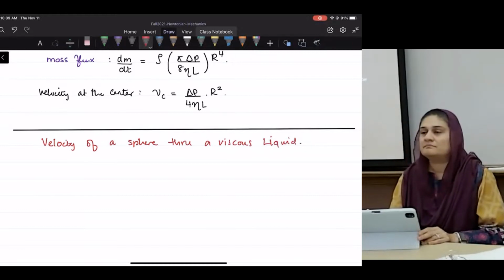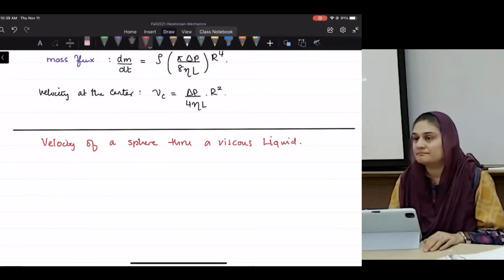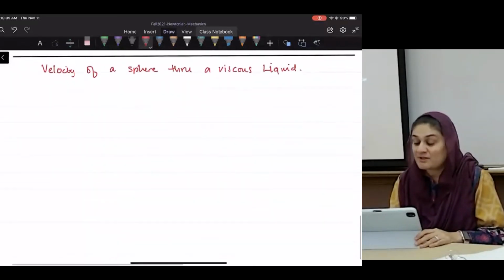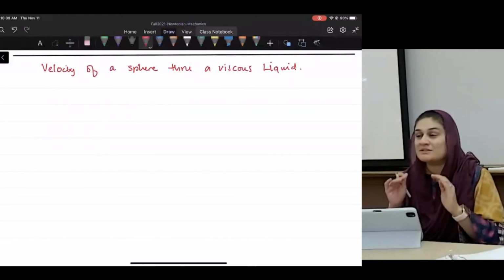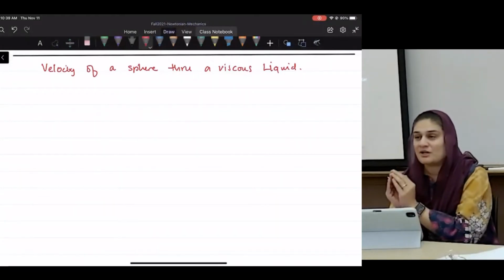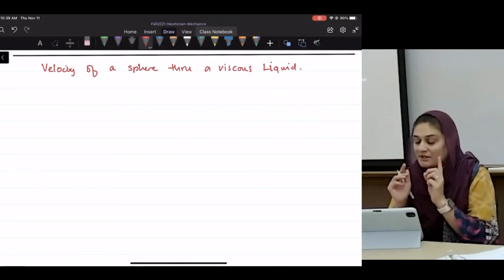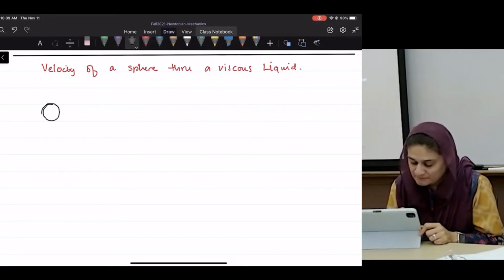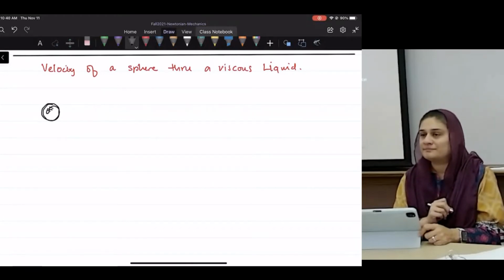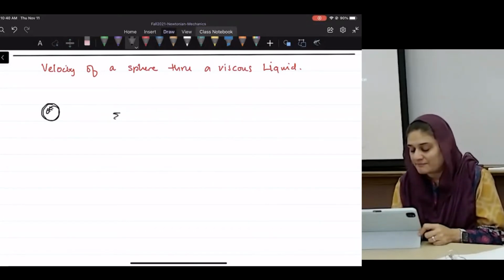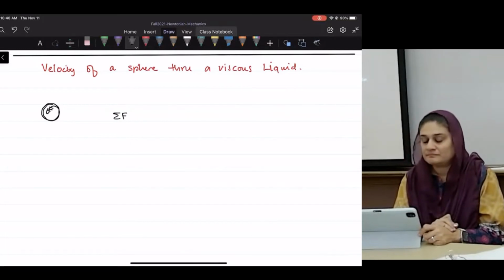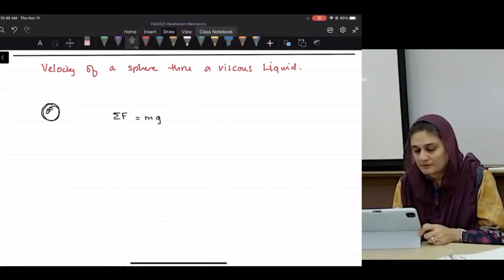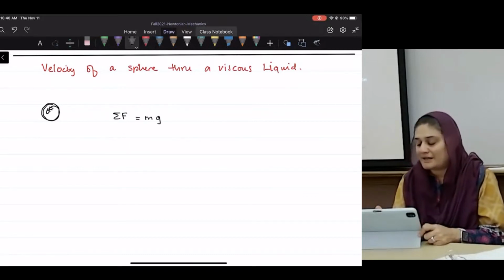So think about a raindrop falling from the sky. A simple example, right? In order to do dimension analysis, what is the only thing I need to know? What that velocity that I'm looking for depends on. And in order to do that, I'm going to tell you one thing. So if I have a sphere and it is falling, can I write Newton's law? What is sigma F acting on it? mg and drag.